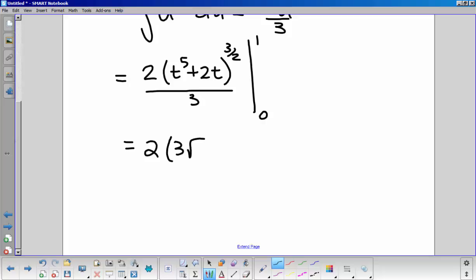Over 3 minus what happens when I plug 0 in? We get 0. And so then these 3's cancel and we're left with 2 root 3 as our answer.